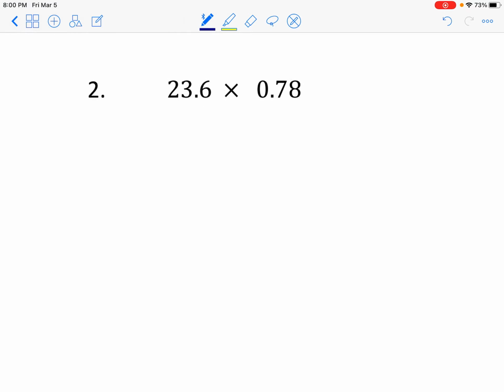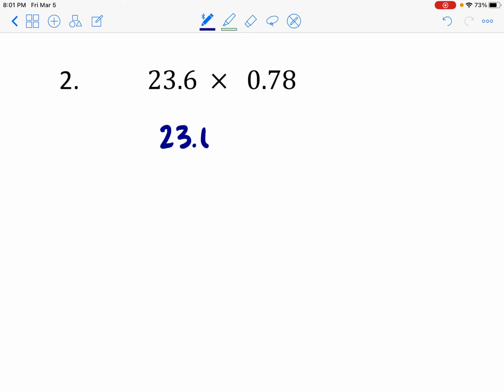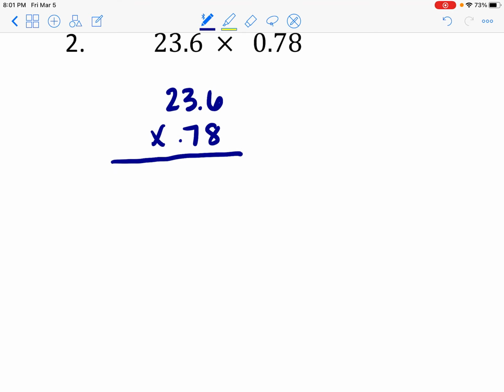Okay, let's try that again. Let's see here. 23, almost 24 times 0.78. I mean, if I was multiplying 24 times 1, I'd get 24. So this is going to be a number that's less than 24, so we can at least estimate that way. So let's multiply. We're going to have 23.6 multiplied by 0.78. And so those decimals are in there, but they're not going to affect my multiplication.